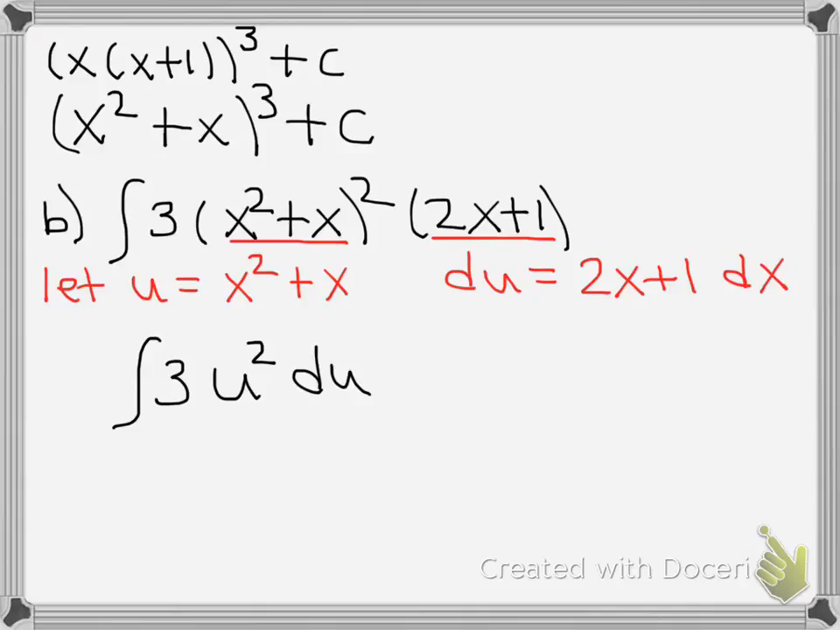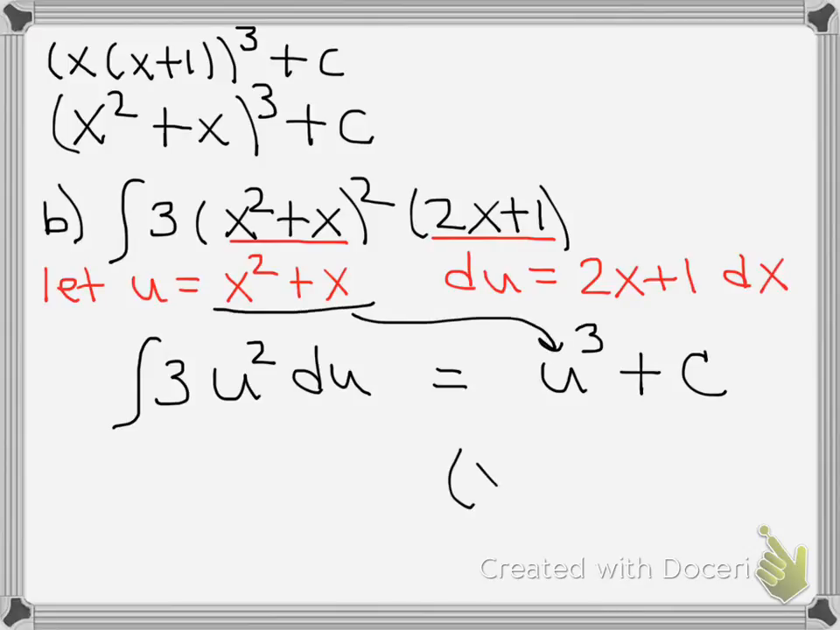And you might say, okay, I can take the antiderivative of that and integrate that, and that's going to give me u to the third plus c. Here's the thing. You can't leave it in terms of u. So there's one extra step involved here. We're going to take this u and plug it back in, so our final answer becomes x squared plus x quantity to the third plus c.